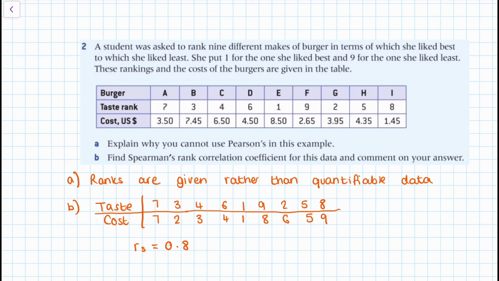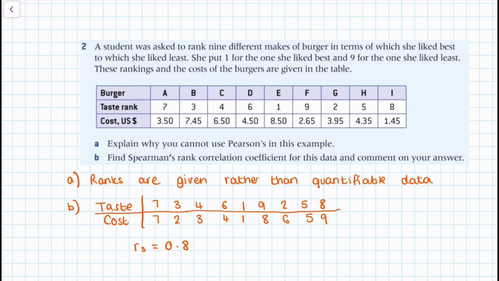In this one, we can't use Pearson's because they've already ranked something, and ranks are given rather than quantifiable data. With Pearson's, you need quantifiable data, so it needs to be quantities, numbers, like length, height, distance, time, something that can be measured. Part B: find Spearman's rank correlation coefficient for the data and comment.